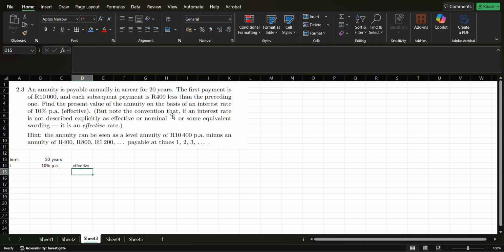But note that by convention, if an interest rate is not described explicitly as effective or nominal, or some equivalent wording, it is an effective rate. So that's what I was saying. The annuity can be seen as a level annuity. This is useful when you're calculating by hand, where you can split the annuity into a flat annuity and an increasing annuity. But we're using Excel, so we don't need that here.